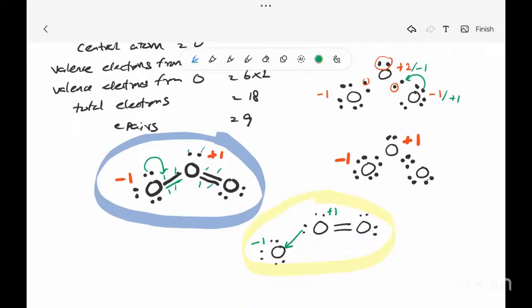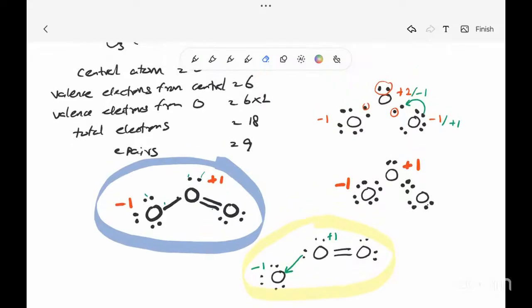Now the ozone structure is like this. Ozone has been asked quite often in term tests and exams. So why we don't stop from here? I'm talking about this one. We don't stop here without adding the dative bond because we need to eliminate the formal charges and as well as complete the electron octet, right? So that is the reason.